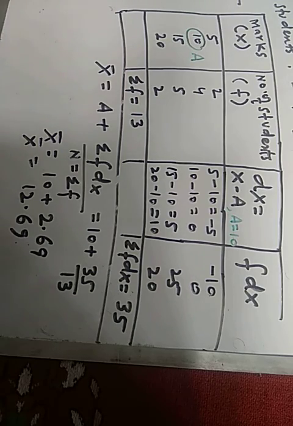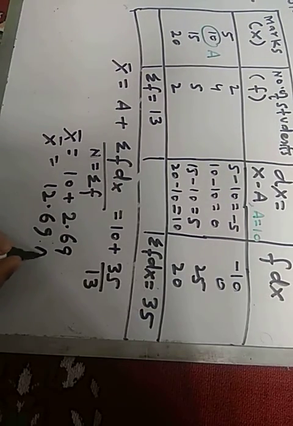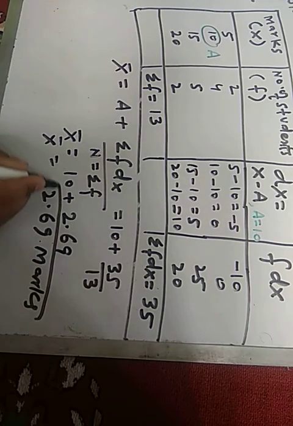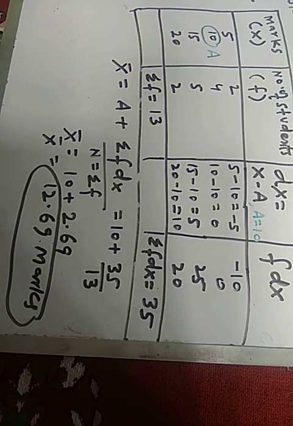This 12.69 is marks, therefore we will write 12.69 marks. It can be interpreted: जो average marks हैं 13 students के, वो हैं 12.69.